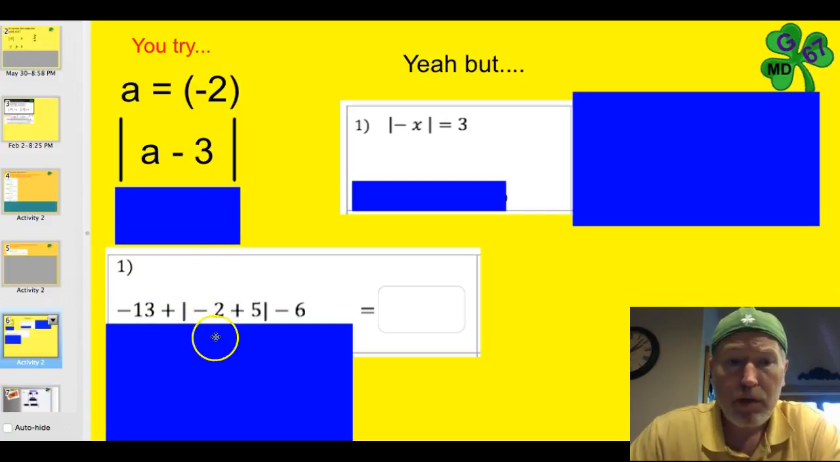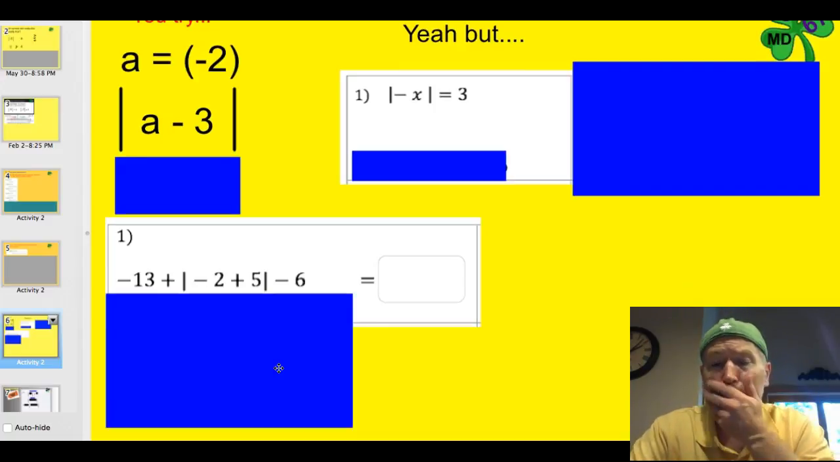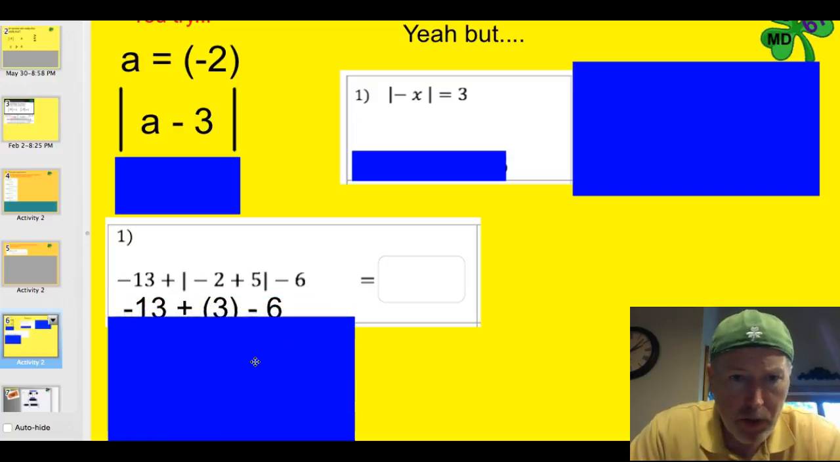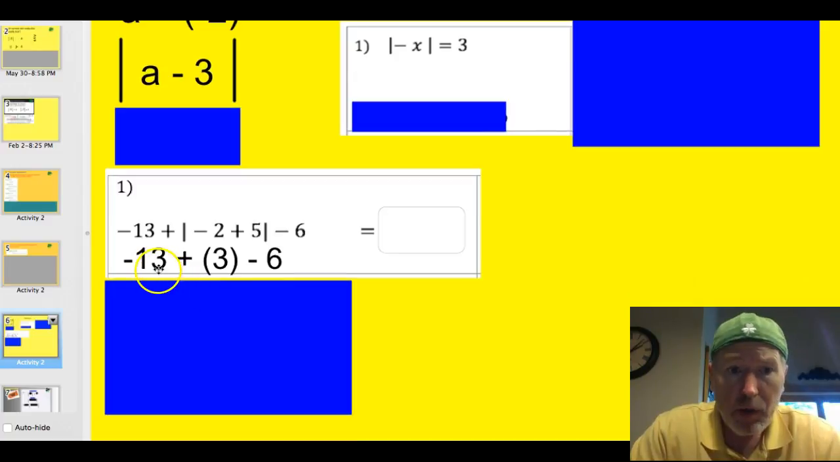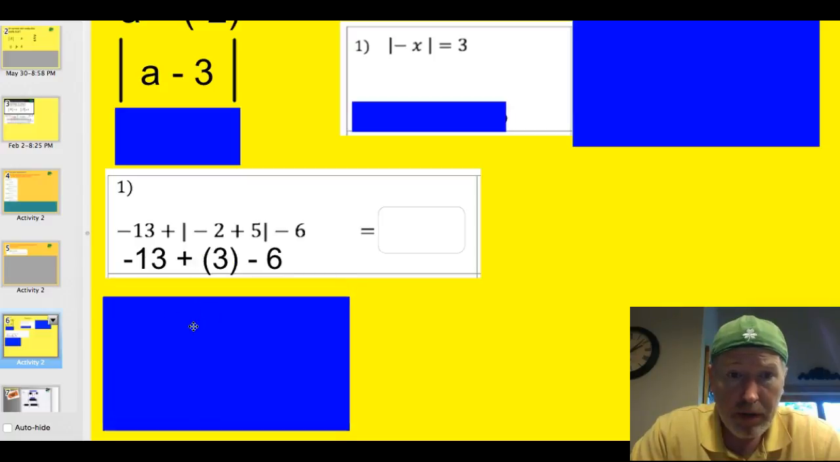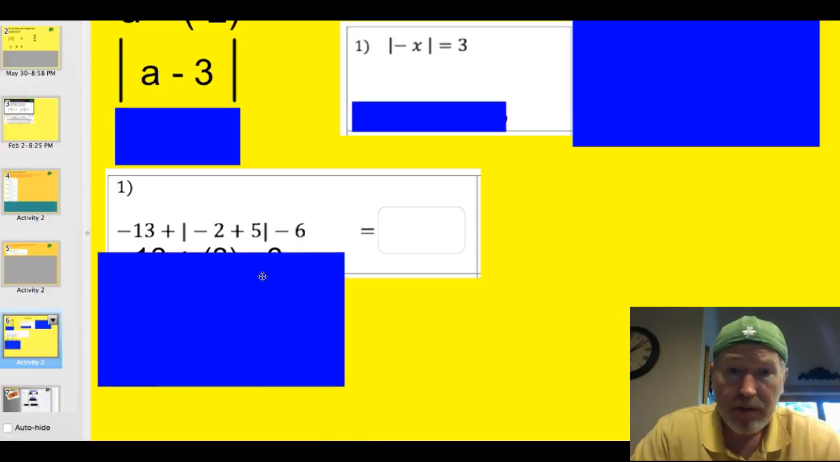Okay, I'm going to skip over to this one. Skip down, actually. All right, give this one a shot. Go ahead and pause it. All right, let's see. Okay, so we have to do this one first. And -2 plus 5, that's 3, the absolute value is 3. Then the order of operations says we have to do this one first. So we've got negative 13 plus 3. That's going to be a negative 10. And then we still have to take away the 6. Now negative 10 minus 6, that's the same as negative 10 plus a negative 6. So really we have negative 16 as our answer.